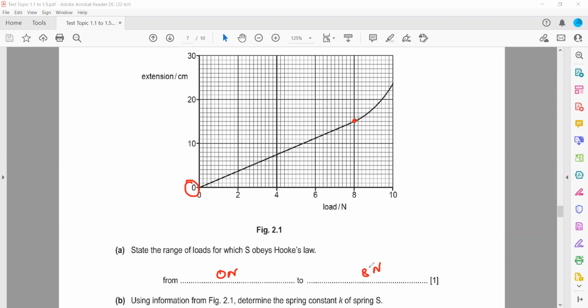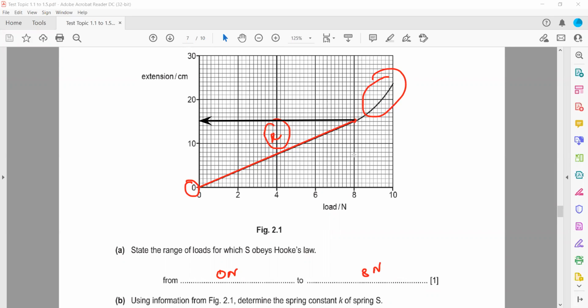And when you use the information, find the value of the spring constant, or K. You only find it for the region where it is obeying Hooke's law. Some students took the total force, total load and total extension. That is wrong, because in this region the value of K is changing, so we only find K from the region where the line is straight. You can take any force, it's up to you, any force within this region.